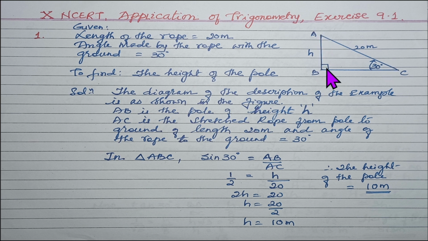So we have to draw the diagram first. AB is the pole, BC is the ground, AC is the rope stretched, which is 20 meters in length, and the angle of elevation is given as 30 degrees. We have to find the height of the pole, so we have got a right angle triangle here. Now the diagram is a very clear description of the statement of the example.